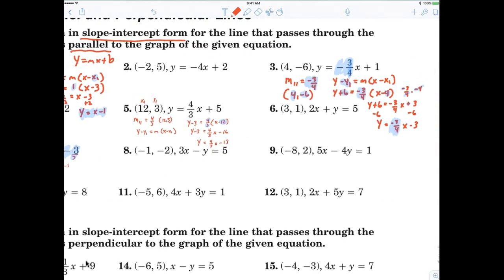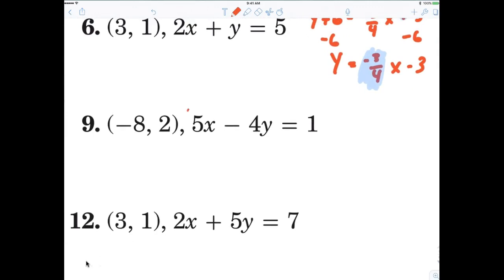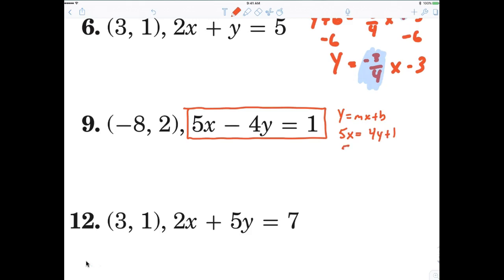Alright, let's let the fun continue. Let's check out number 9. So the thing I have to find first is the slope of this line. To find the slope of that line, I have to put it in y equals mx plus b format. So right now I have 5x is equal to 4y plus 1. 5x minus 1 equals 4y. Divide by 4. So I have y equals 5/4 x minus 1/4.